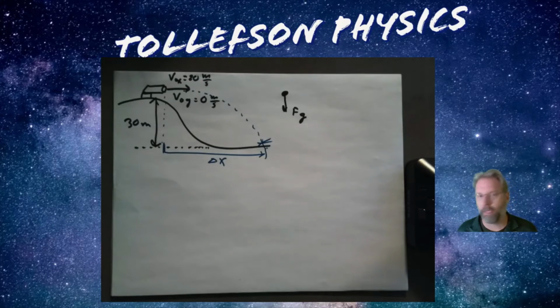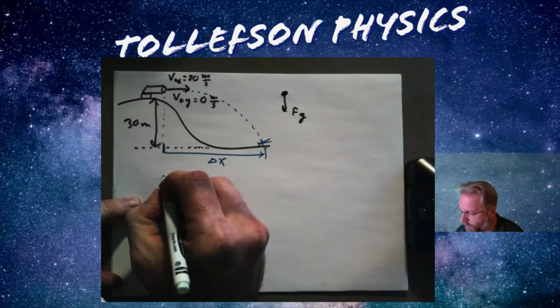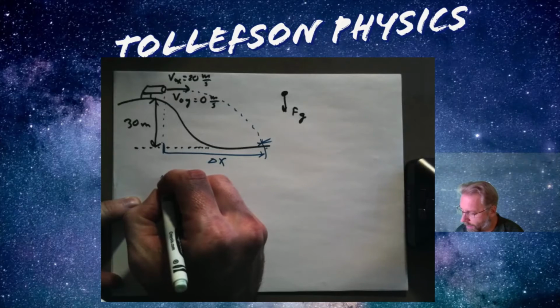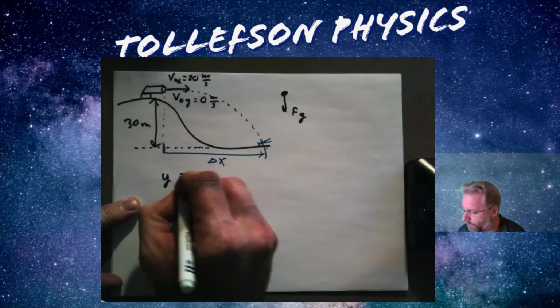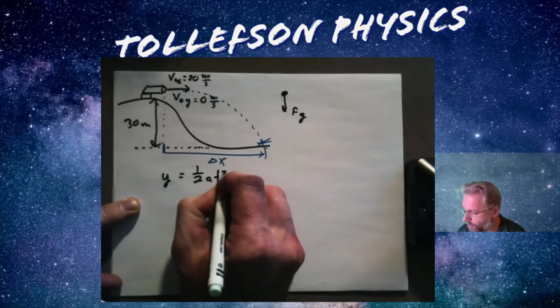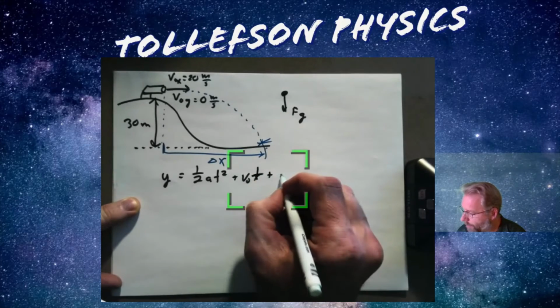And in the horizontal direction, well, the ball's going sideways. And those are two independent things. And so what I can do is write equations of motion in each direction. So what am I talking about there? Well, a general equation of motion that deals with acceleration, and I'm going to use y, because I'm talking about the vertical direction, is y = 1/2 at² + v₀t + y₀.